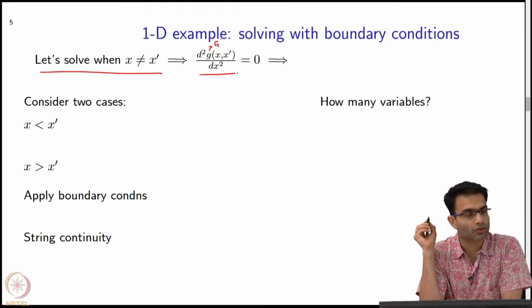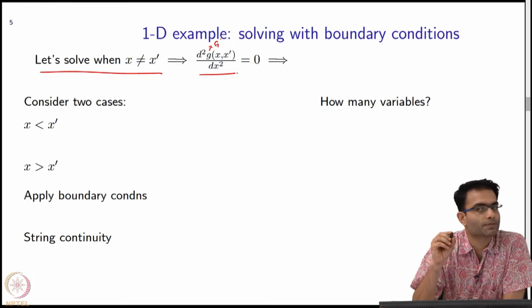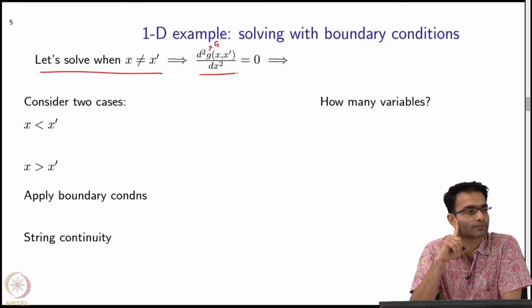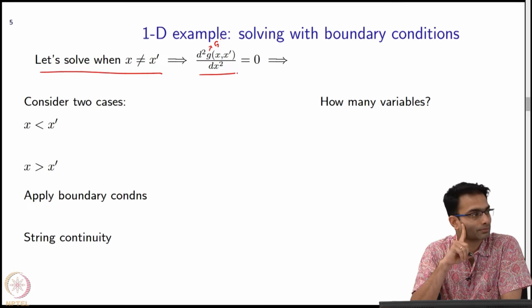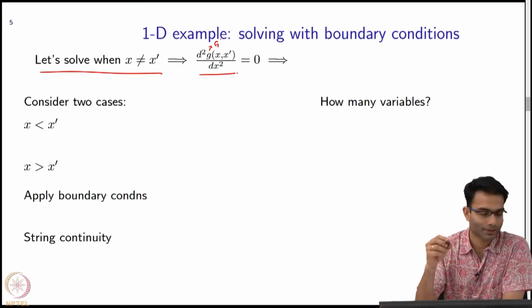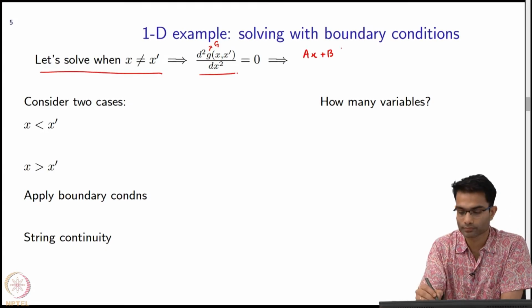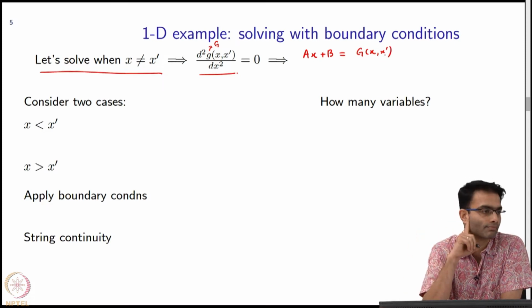Okay. So second derivative of a function is 0. I am taking the derivative with respect to which coordinates? Primed or unprimed? Unprimed. Does this have a simple analytical solution? Yes, what is that? Linear function, right? So I can say that this is simply equal to ax plus b, right? So G is equal to G(x, x prime), right?